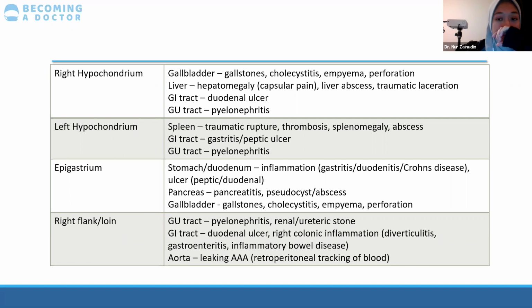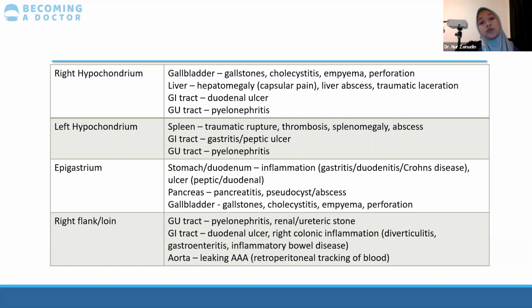We have the liver, so hepatomegaly, liver abscess, traumatic lacerations, GI tract, duodenal ulcer, with the urinary tract, where we have a bit of the kidney, pyelonephritis. That's sort of the same for the left hypochondrium as well, except for the gallbladder and the liver.